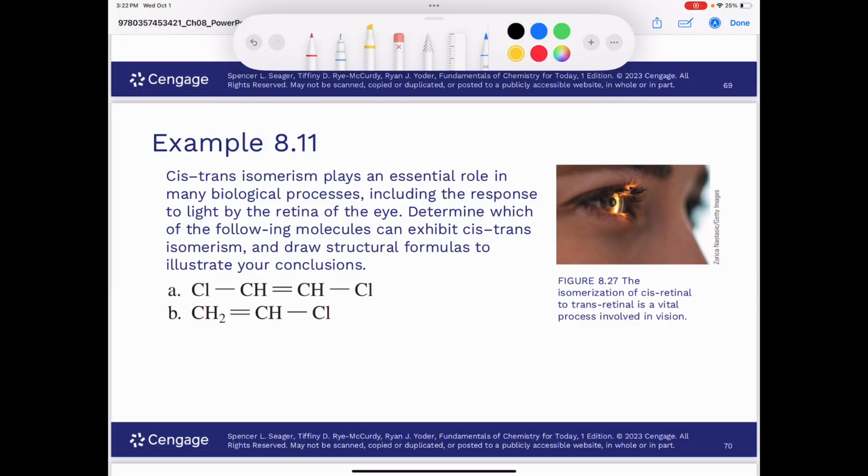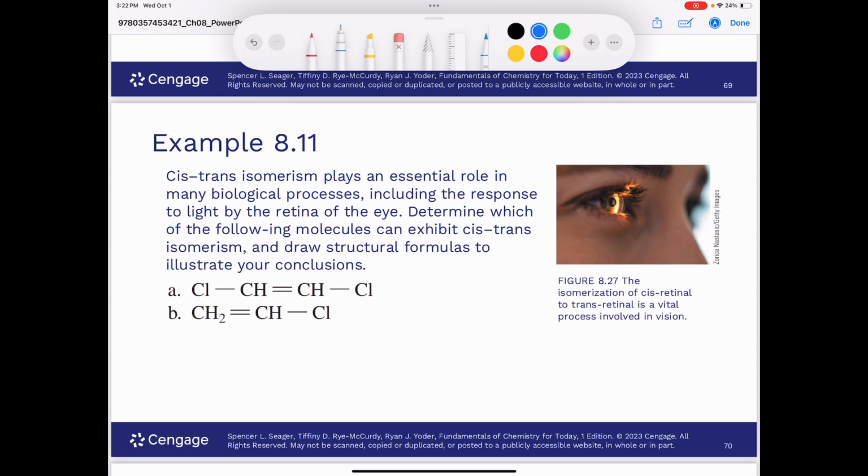All right, example 8.11. Cis-trans isomerism plays an essential role in many biological processes, including the response to light by the retina of the eye. Determine which of the following molecules can exhibit cis-trans isomerism and draw structural formulas to illustrate your conclusions.